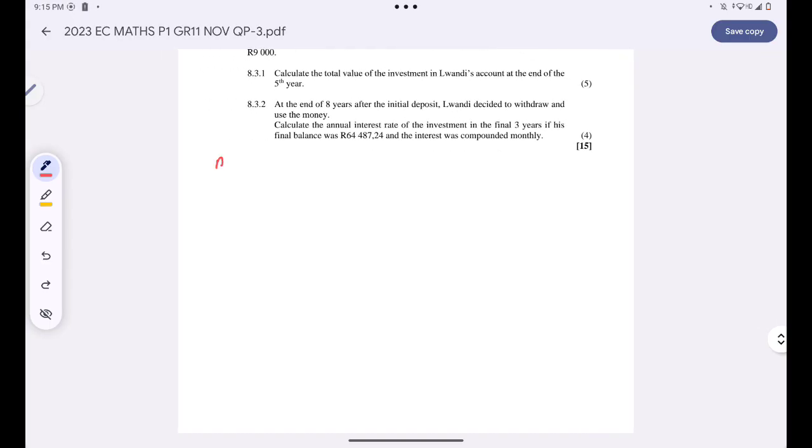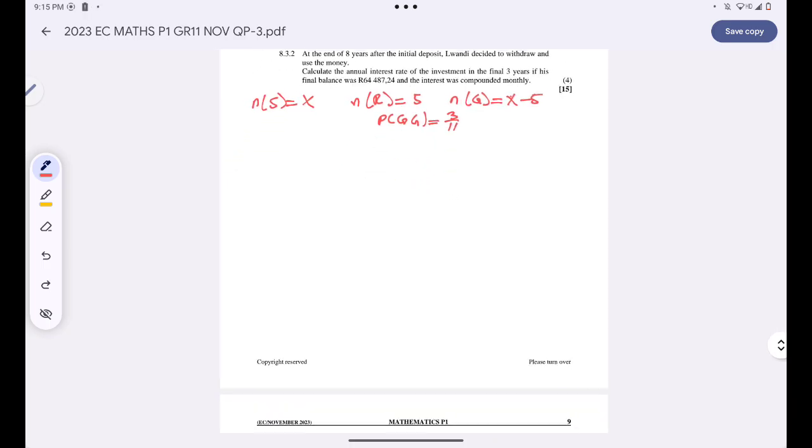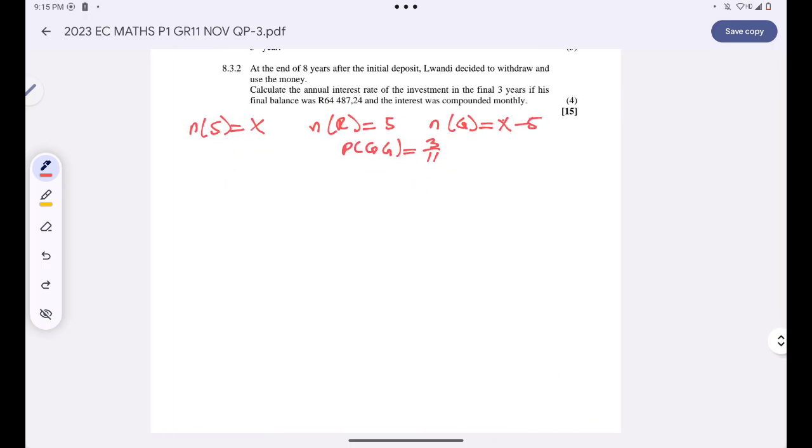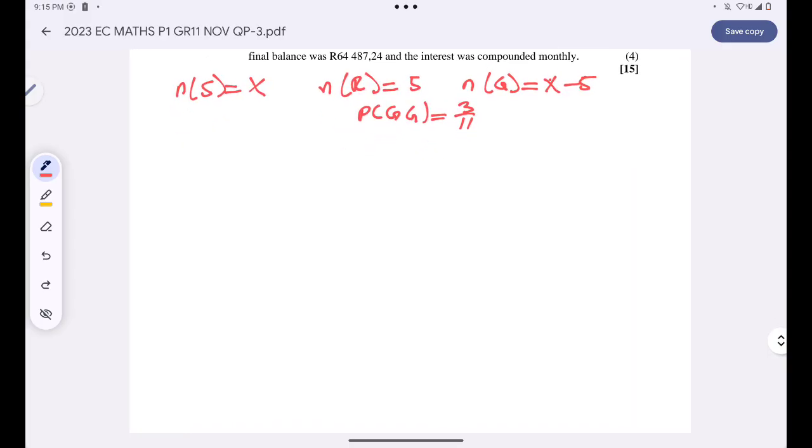We are told that the number of balls in the sample is X, and the number of red balls is 5. The number of green balls, that means we'll have X minus 5, right? The probability of getting 2 green balls is 3 over 11. Okay, let's show this on a tree diagram, guys, for it to make sense.